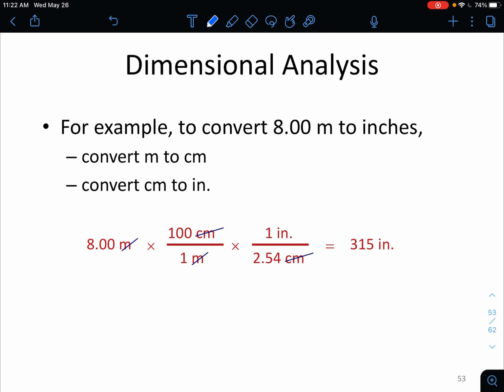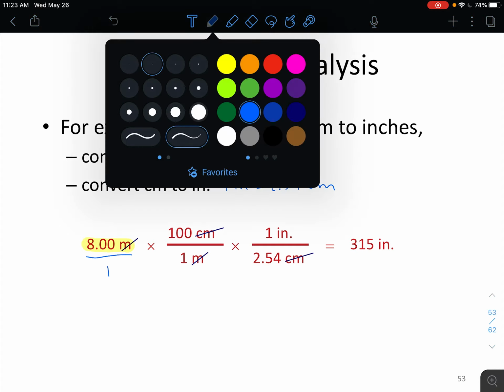So let's walk through this example of 8 meters getting converted into inches. Our conversion factors in this case are 1 meter equals 100 centimeters, and 1 inch equals 2.54 centimeters. And we're going to line those up so that they cancel out appropriately. So we start with our initial value of 8 meters, and you can just put this over 1 so it's clearly in the numerator.